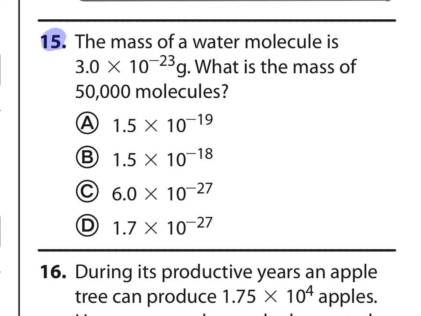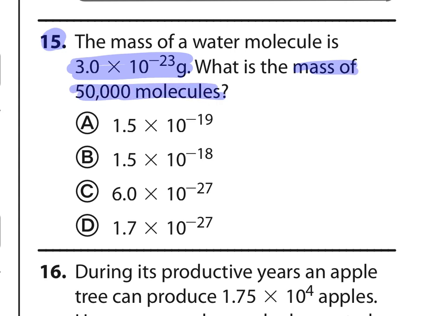Number 15 is a word problem. The mass of a water molecule is 3 times 10 to the negative 23rd grams. What is the mass of 50,000 molecules? So we know the mass of 1. We want to know the mass of 50,000.